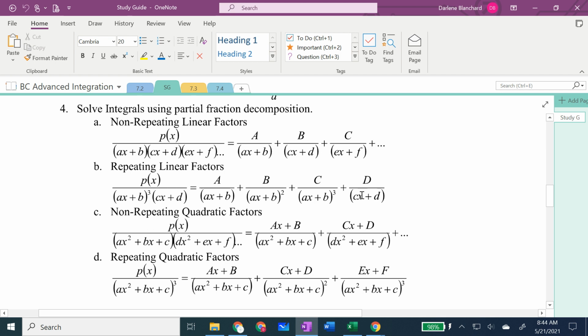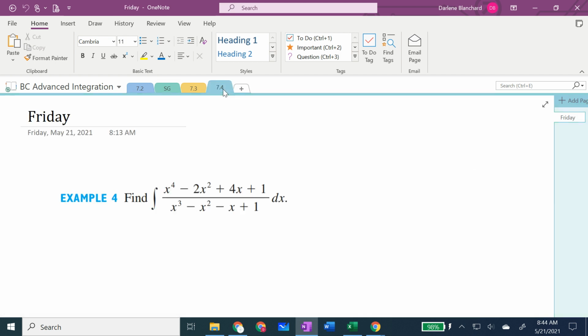And let me actually just start with that one. And that's what example 4 is here to show us. But example 4 is starting with the problem of the numerator is not less degree than the denominator.